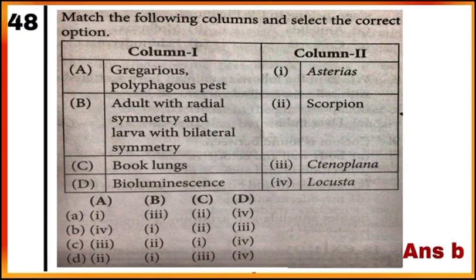Question number 48. Match the following columns and select the correct option. The correct option is B. A. Gregarious polyphagous pest is number 4, Locusta. B. Adult with radial symmetry and larva with bilateral symmetry is number 1, Asterias. C. Book lungs are present in number 2, Scorpion. And D. Bioluminescence phenomenon is present in number 3, Ctenoplana. So here mark B as a correct answer.